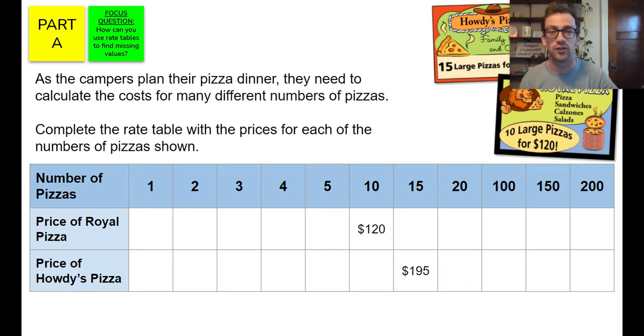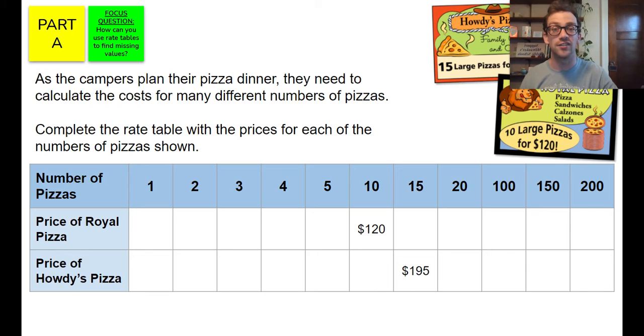Here's what your assignment looks like. You're going to need to take that information and fill in this rate table. You can see, I already put that important information in the table for you. We know that 10 pizzas cost $120 at Royal. If you haven't done so already, I want you to pause the video right now and see what strategies you can use to figure out how much one pizza costs, or how much 5 pizzas cost, or how much 20 pizzas cost. Use what you know to fill in other numbers of pizzas.